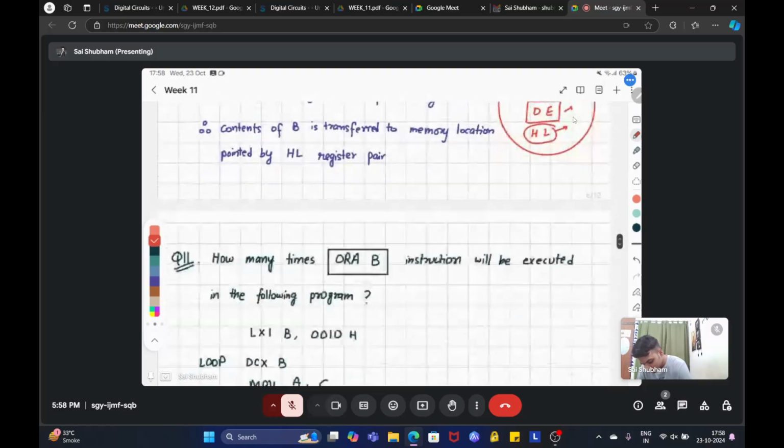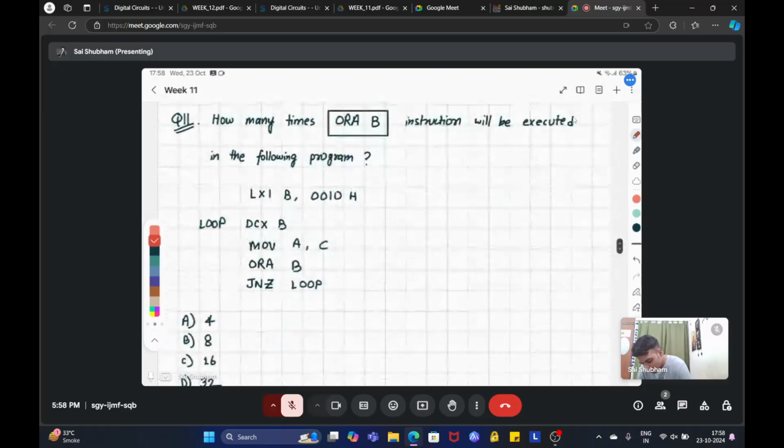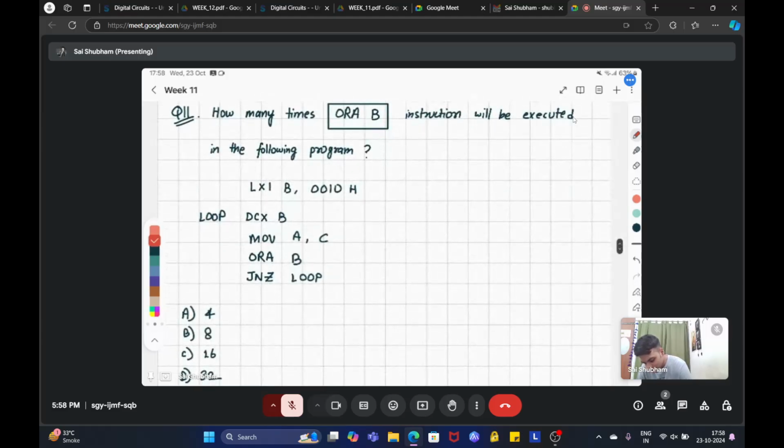Moving on to the next question. This is a good question. How many times will the ORA B instruction be executed in the following program? Okay. So I think everyone should give it a try.